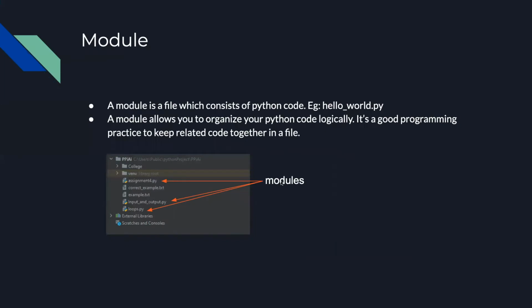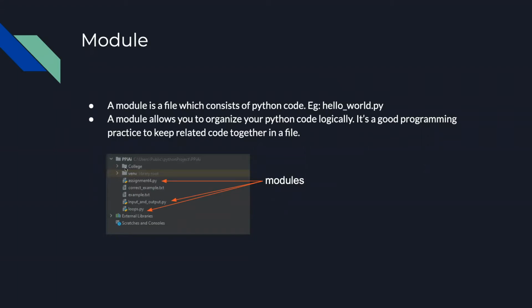All right, so a module is a file which consists of Python code. Basically, any of the Python files that you've been creating so far could be considered a module. So if we had a file called hello-world.py, you could consider that a module. And a module allows you to organize your Python code logically. It's a good programming practice to keep related code together in a file, and then, along that same vein, separate out functions and things like that that aren't necessarily related into separate files.